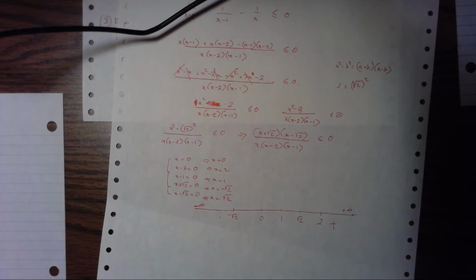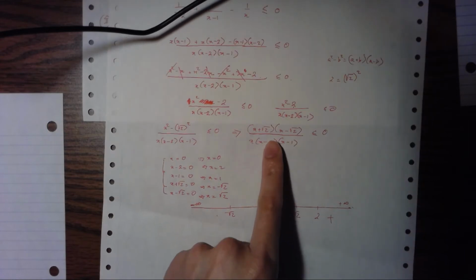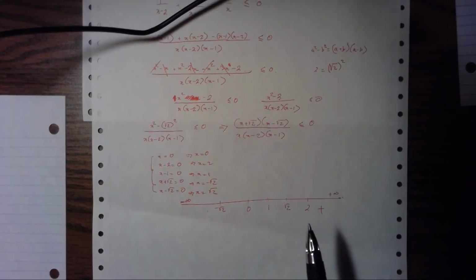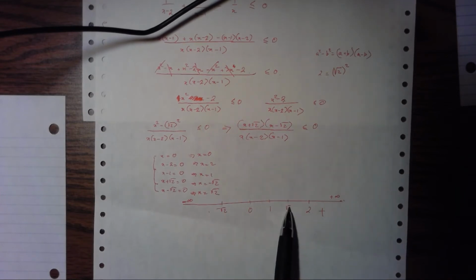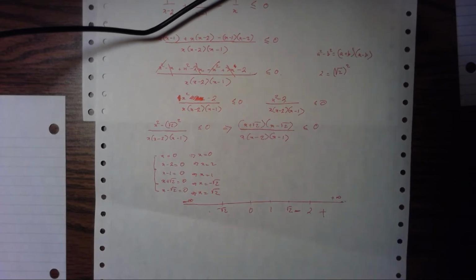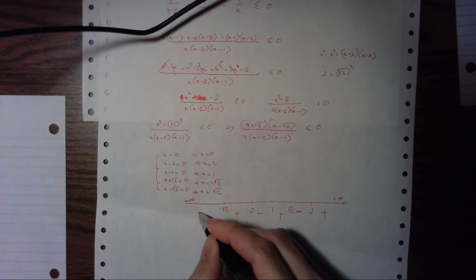Now between square root of 2 and 2, you're going to plug a value. Maybe I'm going to put 1.5, right? Since it's 1.41 over here, 1.5 or maybe 1.9, something like that. You plug it over here, it gives you negative, and you do the same thing for all of them. So you get positive, negative, positive, negative.